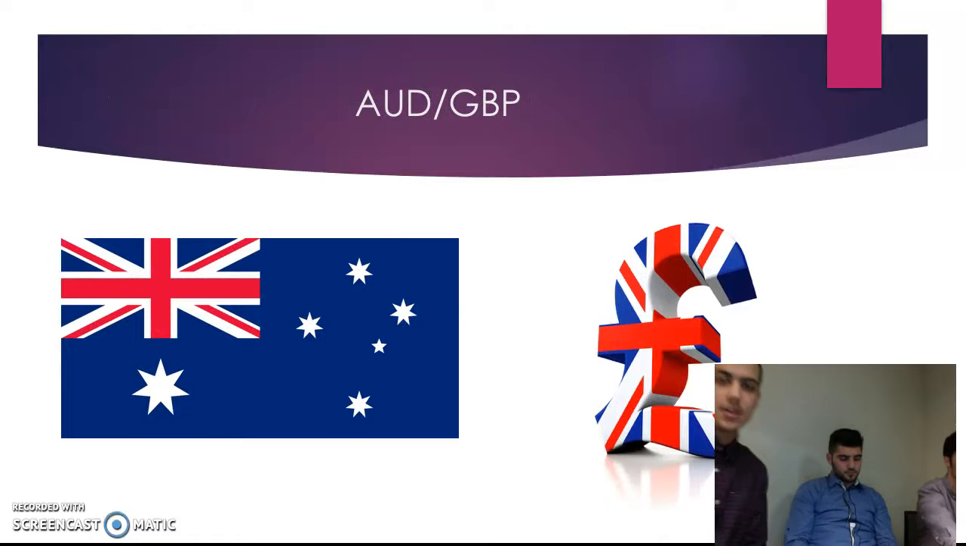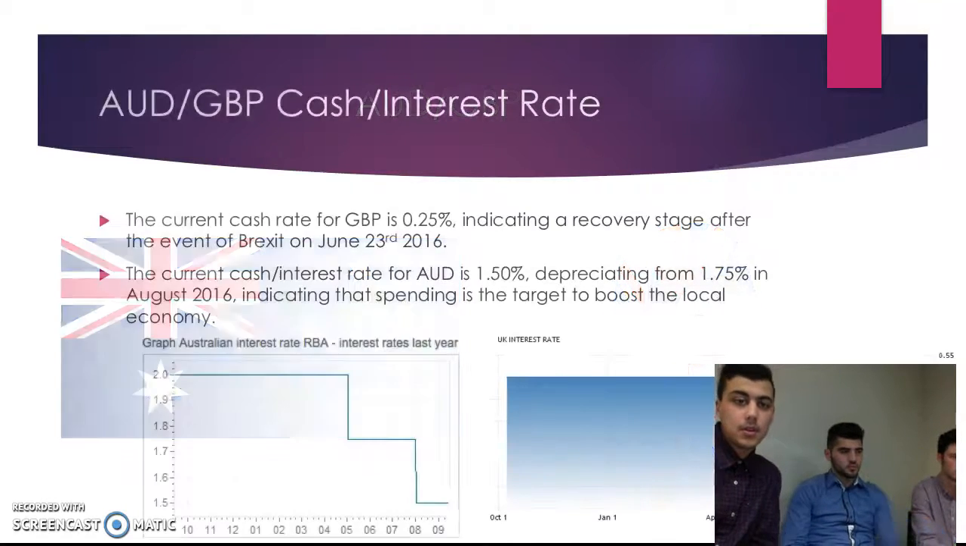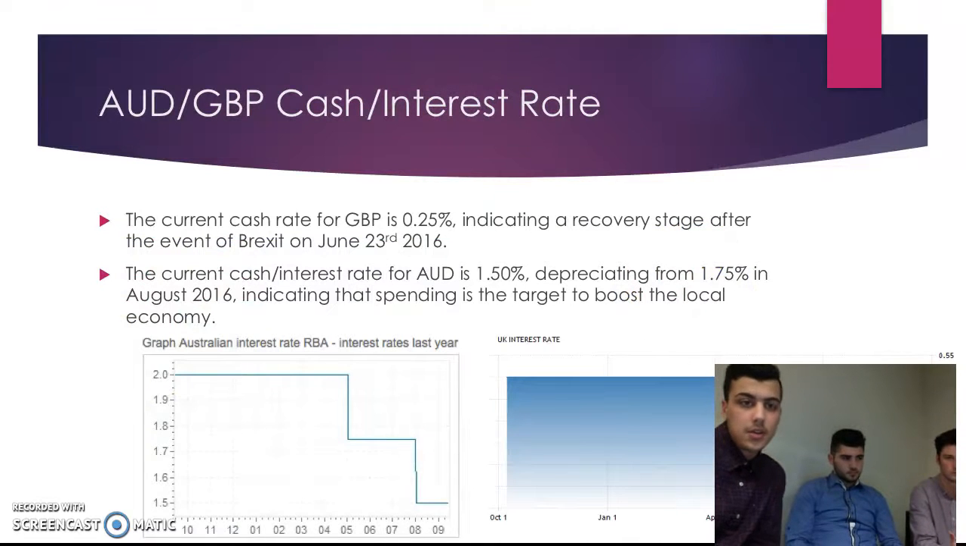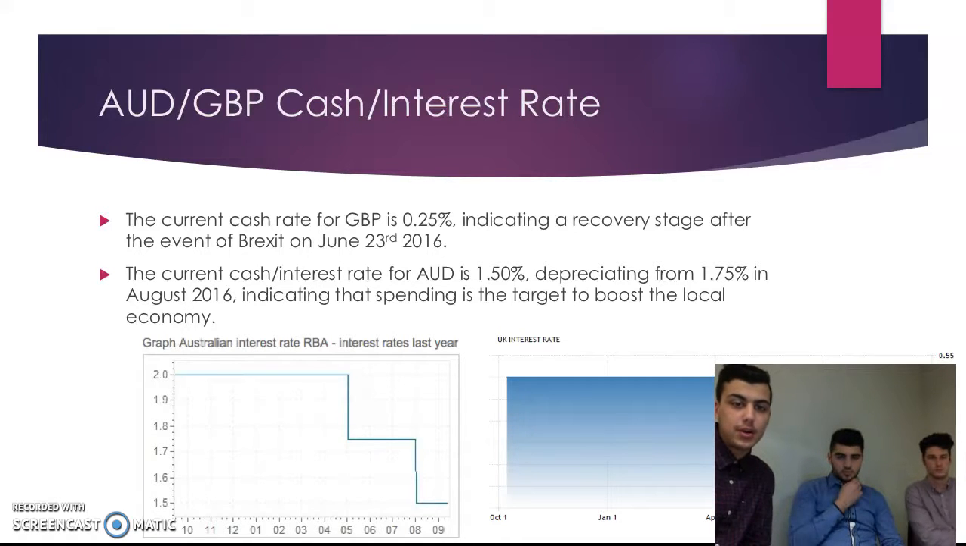So now we will look at the exchange rates between the Aussie dollar and the GBP. So the current cash rate for the GBP is 0.25%, indicating a recovery stage after the event of Brexit on June 23rd, 2016. The current cash interest rate for the Aussie dollar is 1.5%, which has depreciated from 1.75% in August 2016. This indicates that spending is the target to boost the local economy.